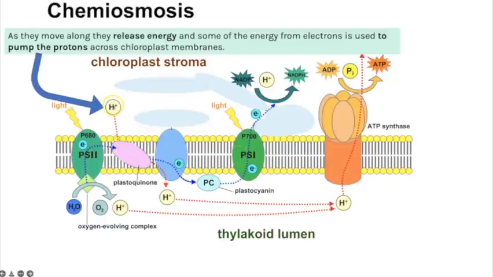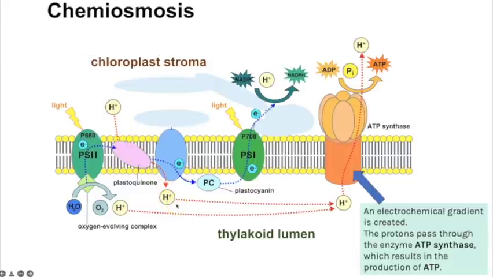And some of that energy is used to actively transport or pump those protons from the stroma across a protein and into the thylakoid lumen. This then results in a concentration gradient being built up, but we actually call it an electrochemical gradient because we have a charged molecule, so we have ions there.